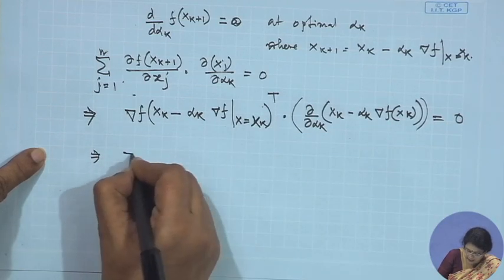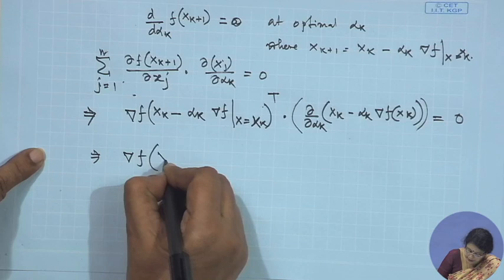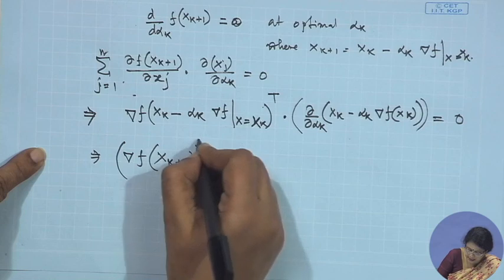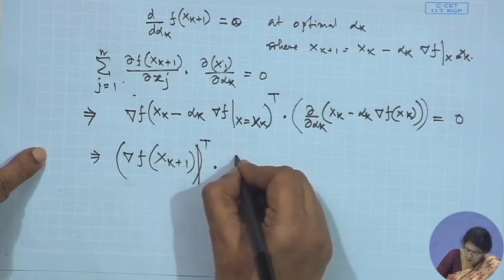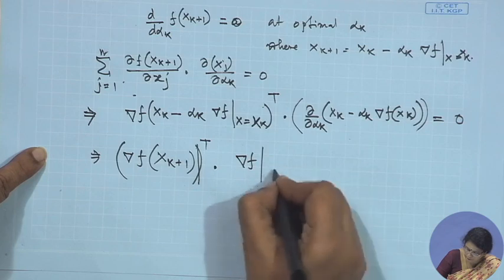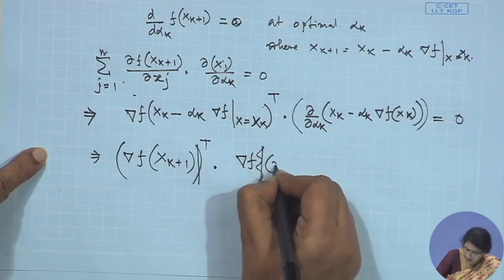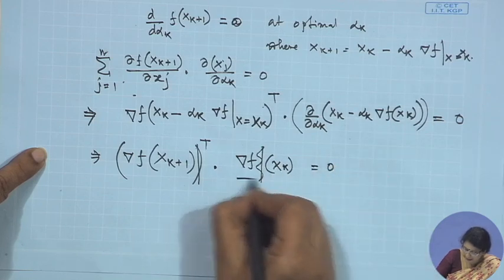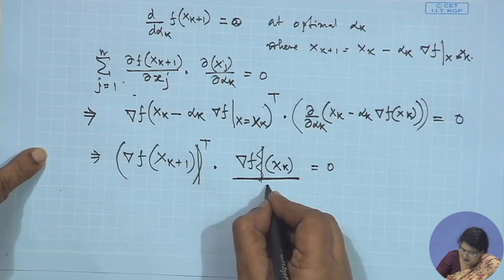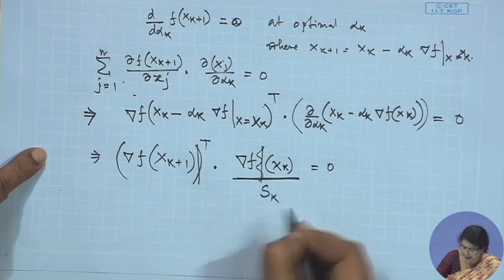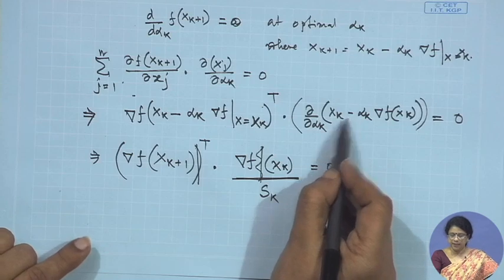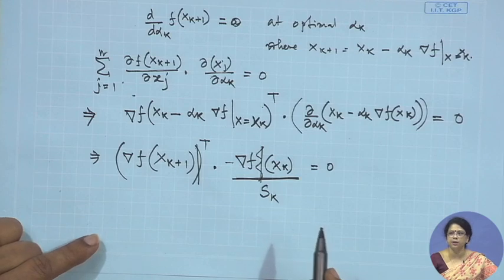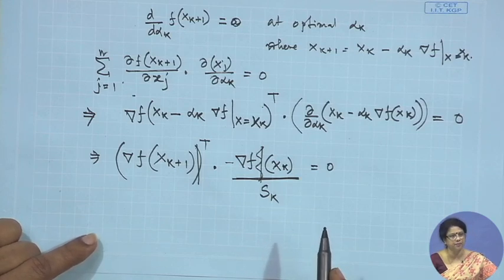Let me write it down next. Grad of f x k plus 1, if we consider the transpose of this vector, dot grad of f x k, is equal to 0, and this term is nothing but the direction that we are considering as s k. We can consider minus as well; this should be minus of grad f k, that is why this is coming as s k for the minimization problem. Okay, we are getting this from here.